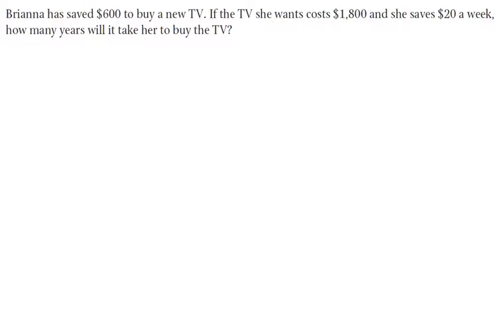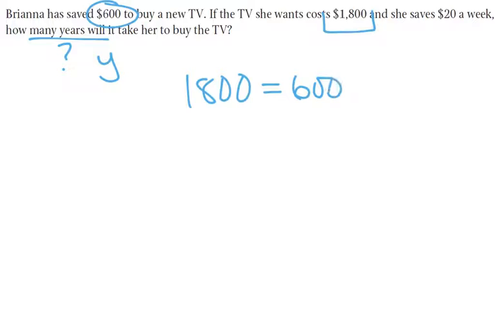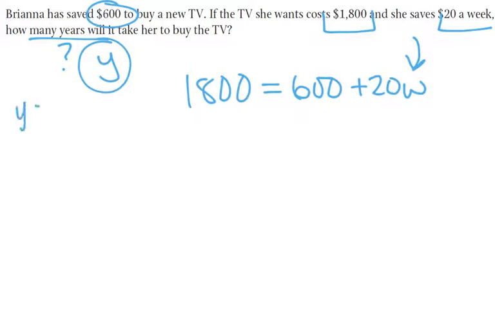Alright, Brianna has saved $600 to buy a new TV. If the TV she wants costs $1,800 and she saves $20 a week, how many years will it take her to buy the TV? We're looking again for years. What are we told? We're told that she has $600 already. She needs $1,800. She's saving $20 per week. Now we want to get to years, but we're in weeks. But let's figure out how many weeks, because we know in a year there's 52 weeks.